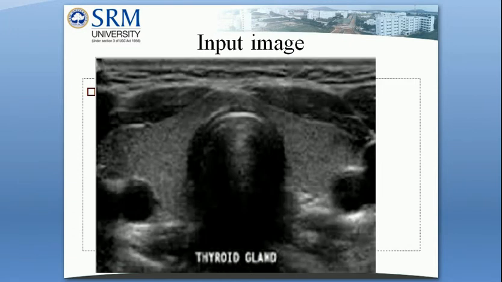This is the input image collected from the hospital. This image is taken from the ultrasonogram equipment, where the probe is placed on the throat by applying gel, and the receiver receives an image which is displayed on the system. This image is further processed for diagnostic purposes.